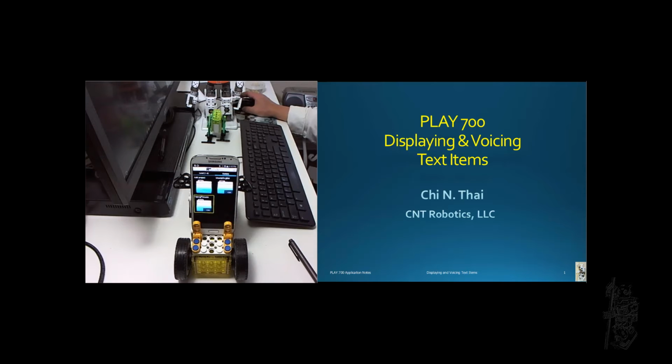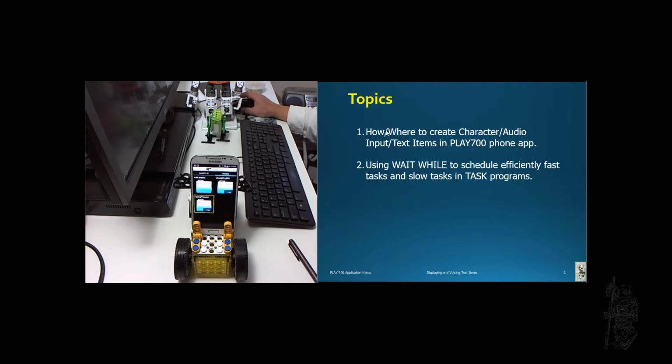Hello everybody. For today, Play 700 application note, this is about displaying and voicing text items. So the topics are: where do I create these character items that I can either display or use text-to-speech to let the cell phone speak out? It turned out to be kind of interesting, sometimes maybe confusing, but we'll see.